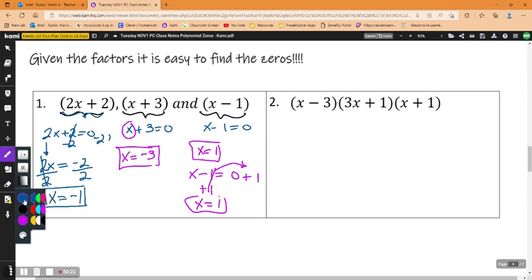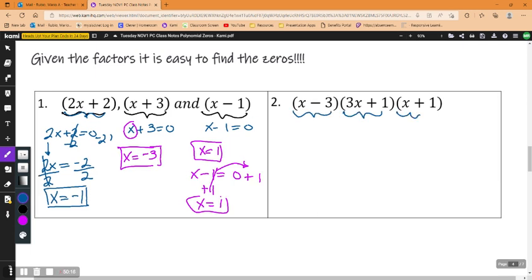Number 2 here, let's see. I'm going to take each one of these factors and set each one equal to 0. So I've got x minus 3 equals 0, 3x plus 1 equals 0, x plus 1 equals 0. Okay, see if you can figure this out on your own. Take a minute, pause the video, see if you can write these in your notebook. Okay, and then I'll go over the answers right now.